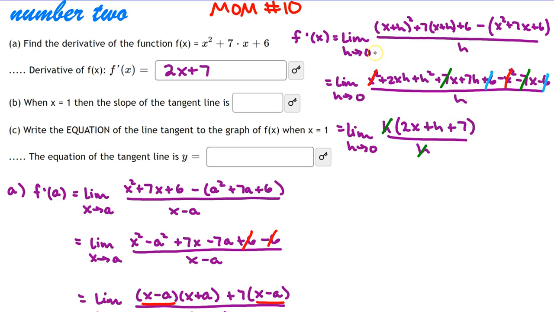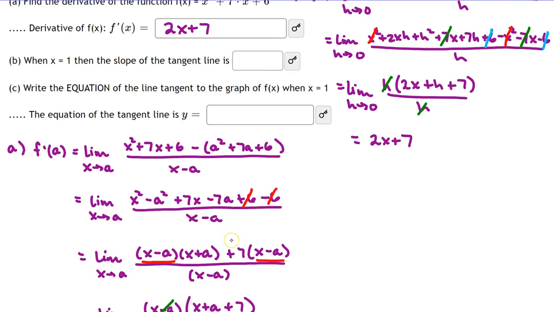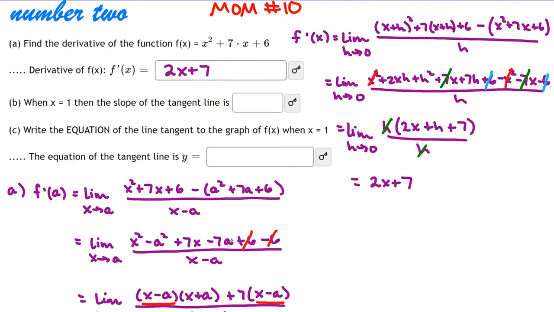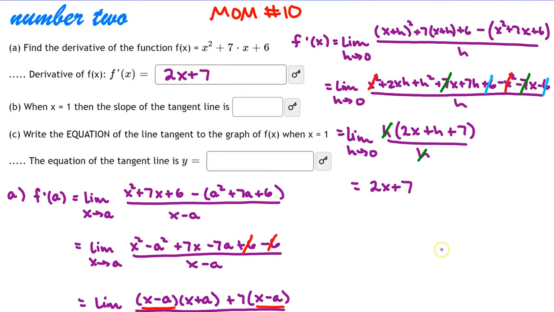And now we evaluate the limit by putting the 0 in for h. 2x plus 0 plus 7 is 2x plus 7. See, we got the same answer both ways. Method number 1 required us to do some factoring, which you might consider more complicated. Method number 2 required us to multiply some things out and combine like terms, which you might consider to be more complicated. It's very subjective which method you like better.